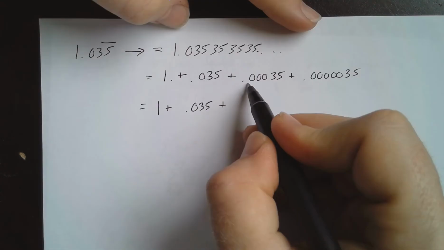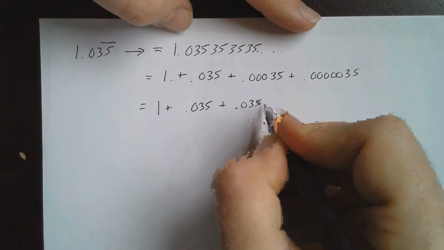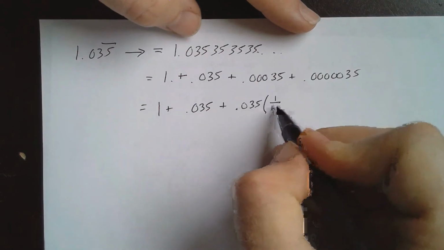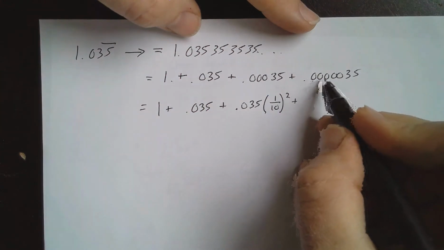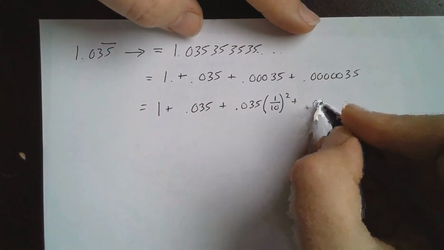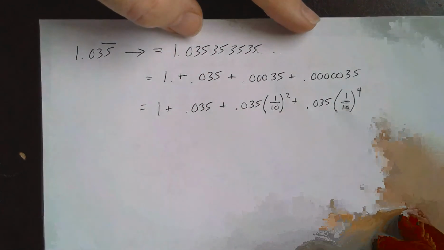I'm going to move this decimal place 2 units, which means I'm going to change this to be 0.035, but isn't that really just multiplied by 1/10 to the power of 2? The same can be said for this one. I'm going to move it twice and then twice more. So I'm going to get 0.035 as a starting term and have 1/10 to the power of, instead of 2, to the power of 4.